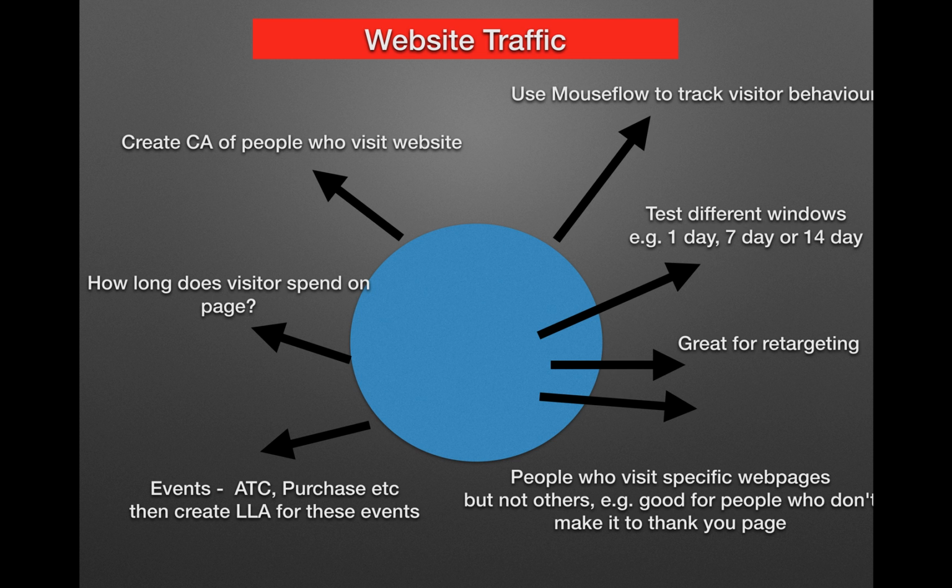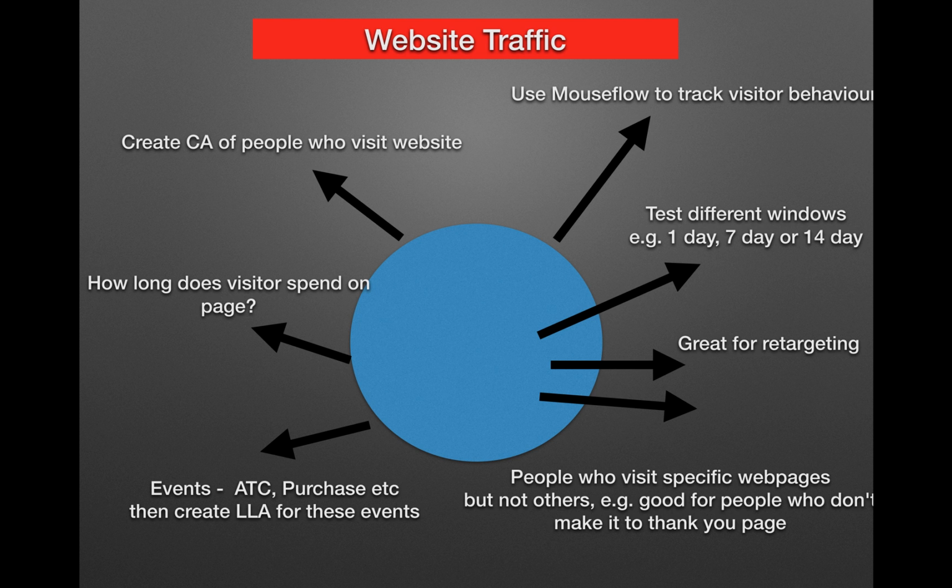And also, you can create a custom audience of people who visit specific web pages, but not others. So, for example, if you want people to go to your opt-in page and they end up going to a thank you page, you can also create an audience of people who don't make it to the thank you page. They don't watch the webinar. They don't do so and so. And then you can retarget these people over and over again.